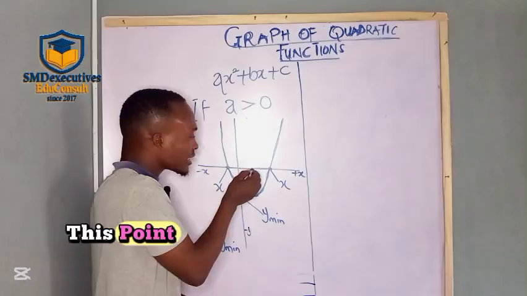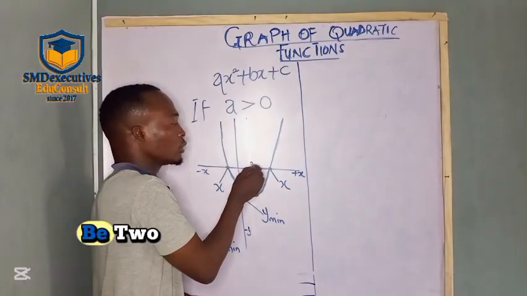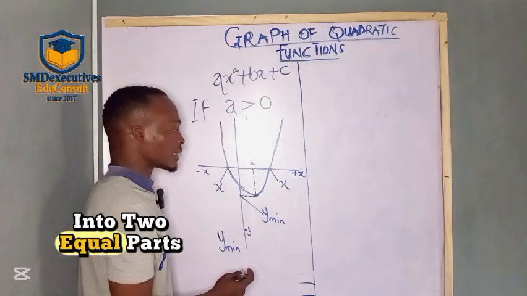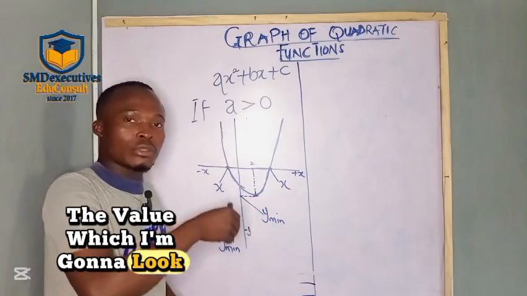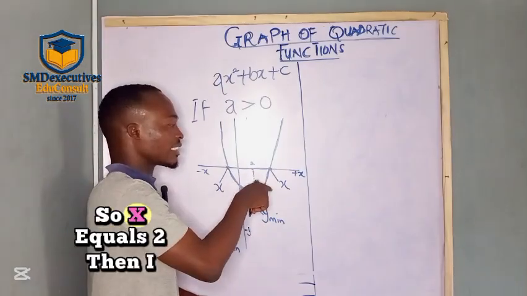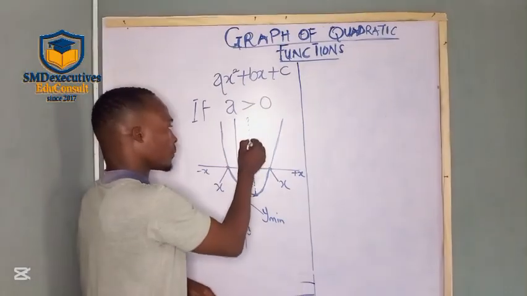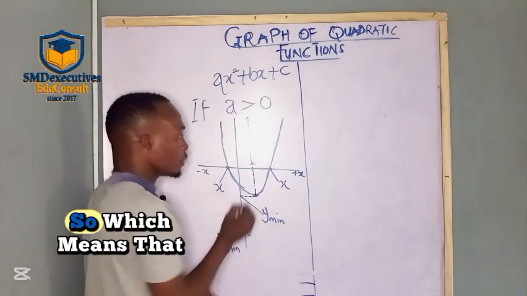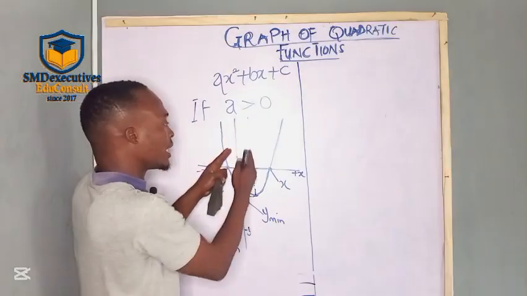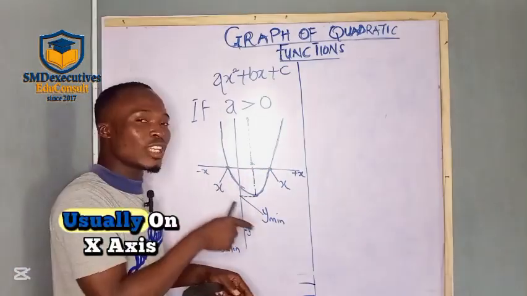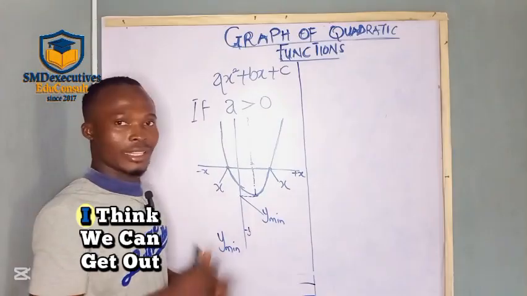So at this point, maybe if this happens to be 2, I can say that for me to divide this graph into two equal parts, the value which I'm going to look into is x. So x equals 2. Then I put my ruler, I draw the line of symmetry this way. So this line of symmetry is the line that divides the graph into two equal parts, and is usually on the x-axis. I think we can get that now.